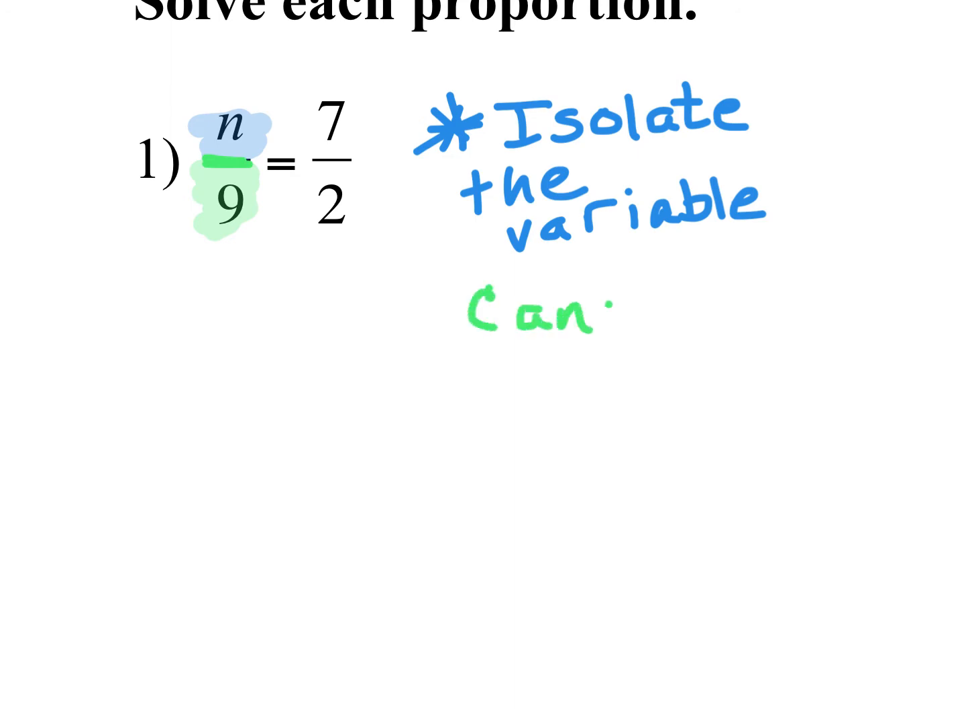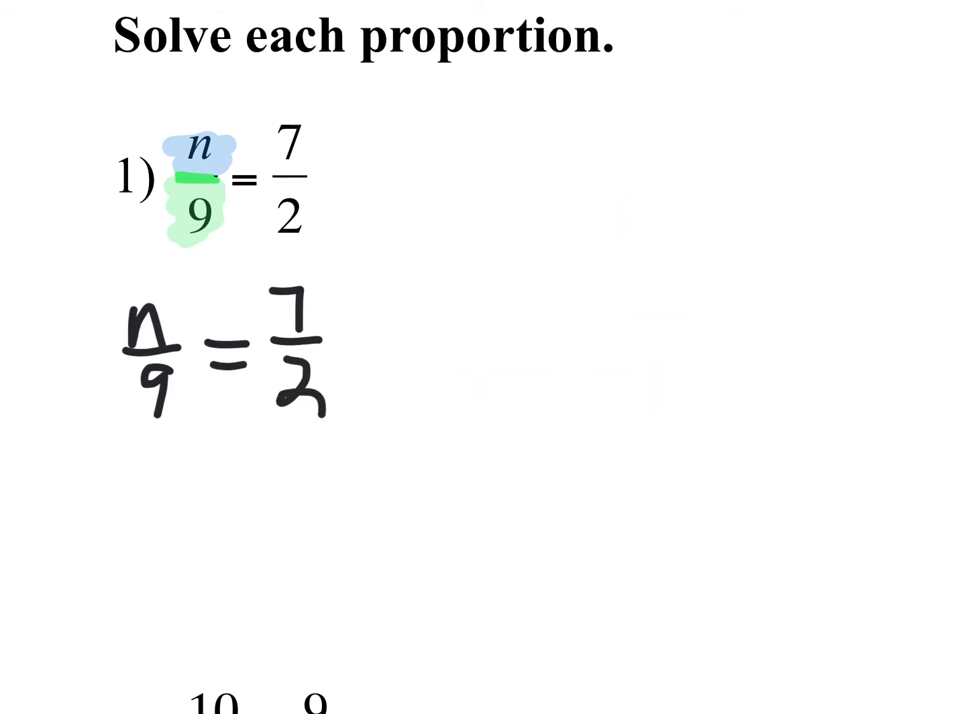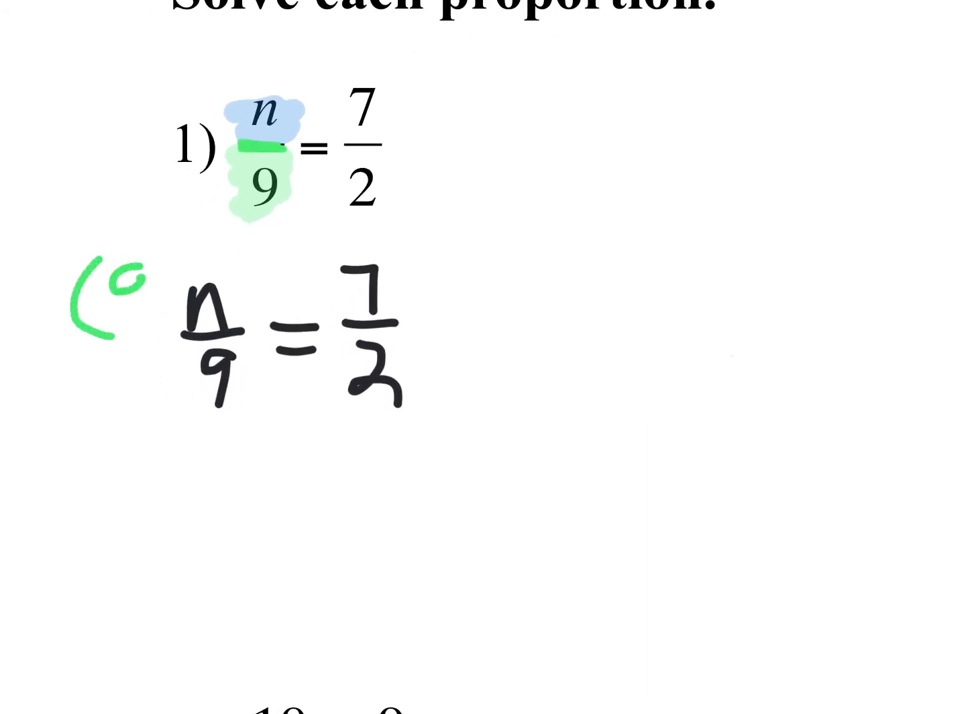So we're going to have to cancel dividing by 9. And you cancel that, of course, with multiplication. So I'm going to actually write this kind of underneath where I've got a little bit more room here. And so again, I'm going to cancel out dividing by 9, and I'm going to do that by multiplying by 9. And of course, you have to do it on both sides. So here, that's going to cancel. That's going to leave you with the variable. And of course, what you do on one side, you have to do on the other, right?